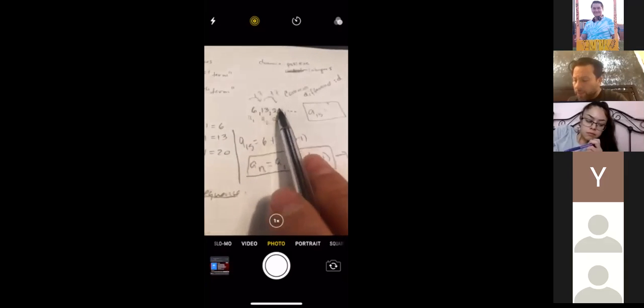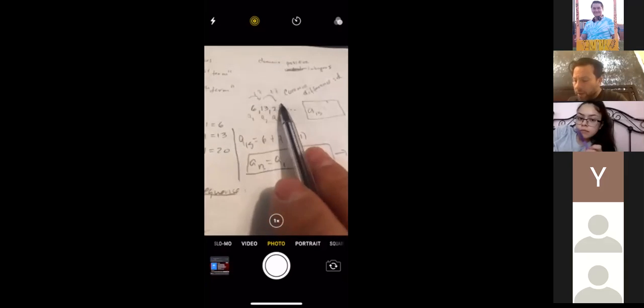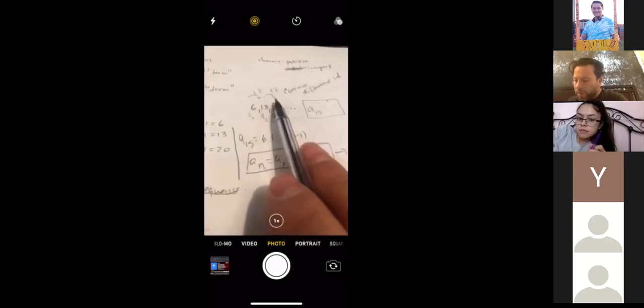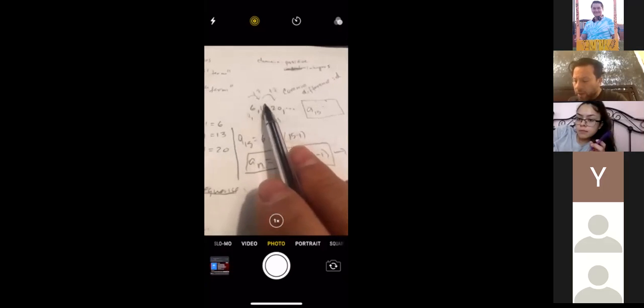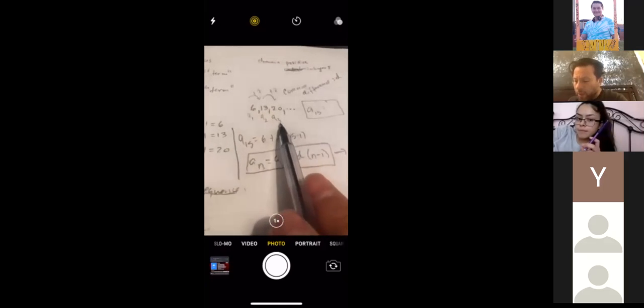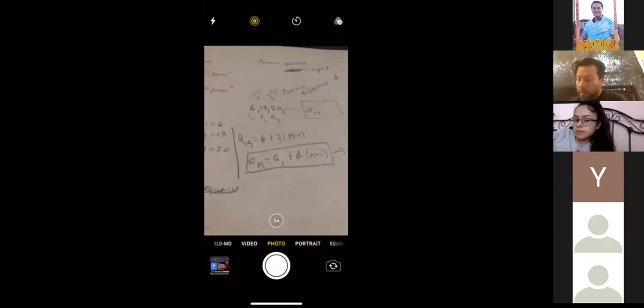¿Sí? Porque para llegar, por ejemplo, de aquí a aquí, how many 7s do I add? To go from 6 to 20, how many 7s do I add? 2. 2, but yet this is a what? 3. This is a 3. Are you with me or not? This is a 3. So then I found what? I found this n minus 1 formula here, okay?